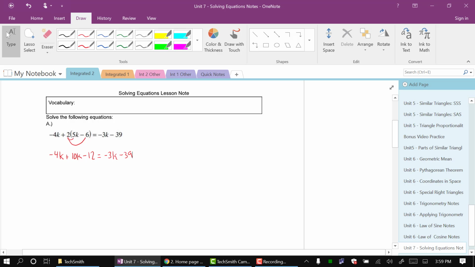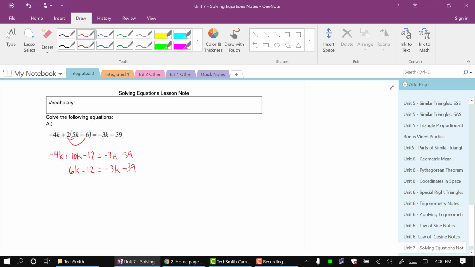Now I want to collect my like terms. Once I collect my like terms, I can start getting rid of terms on one side or the other. So here I have -4k and I have 10k, so that's a total of 6k minus 12 equals, I don't have any like terms over here, so this is just going to be -3k minus 39. So now I have everything that I could collect on the left and everything I can collect on the right.